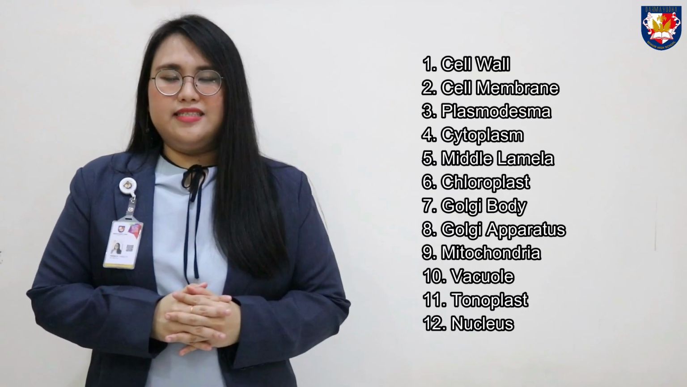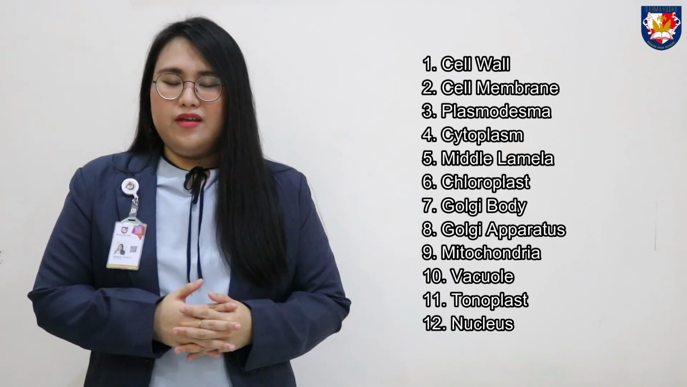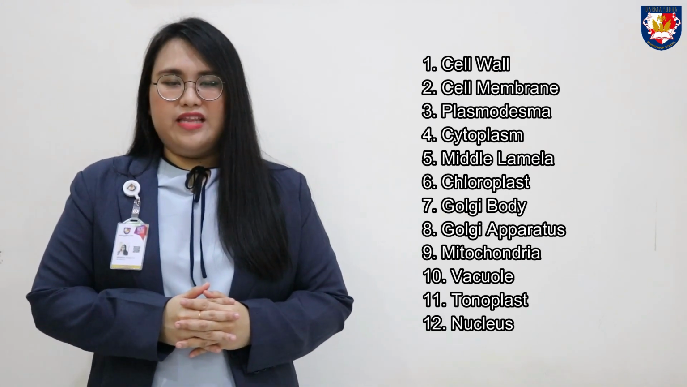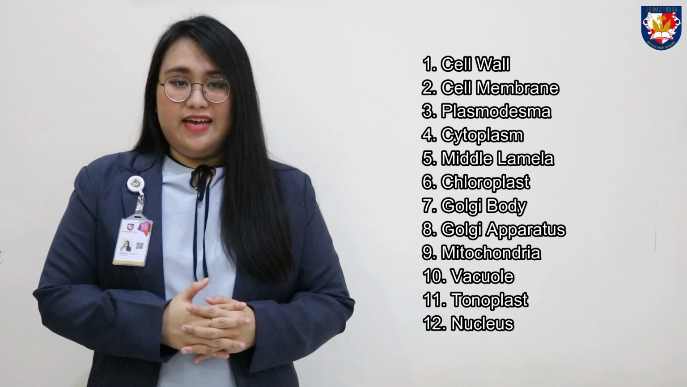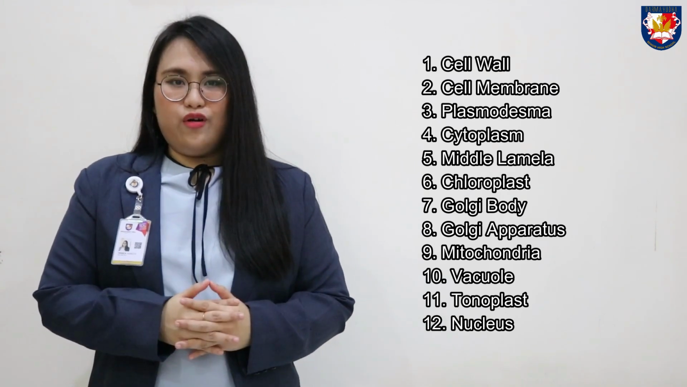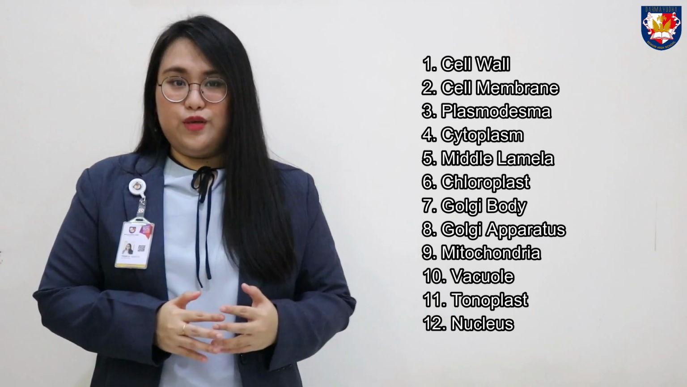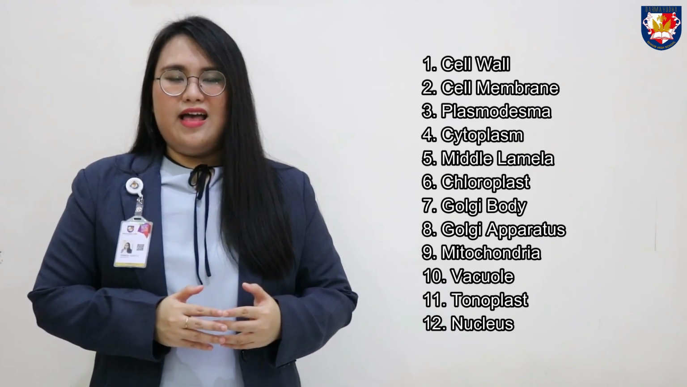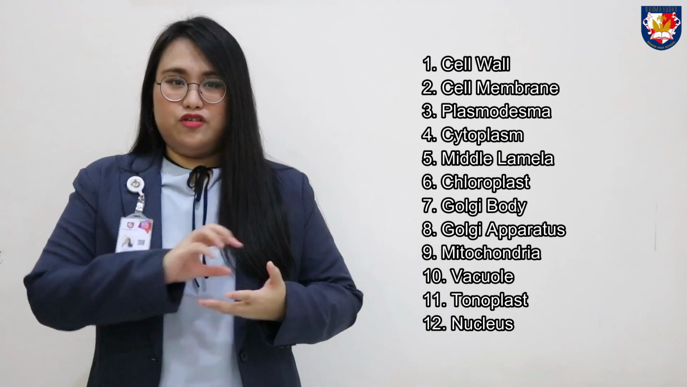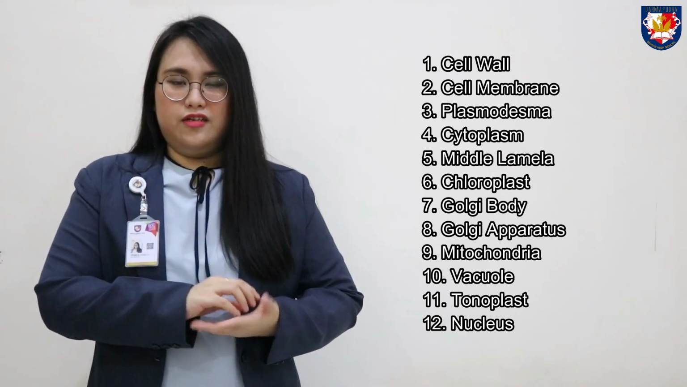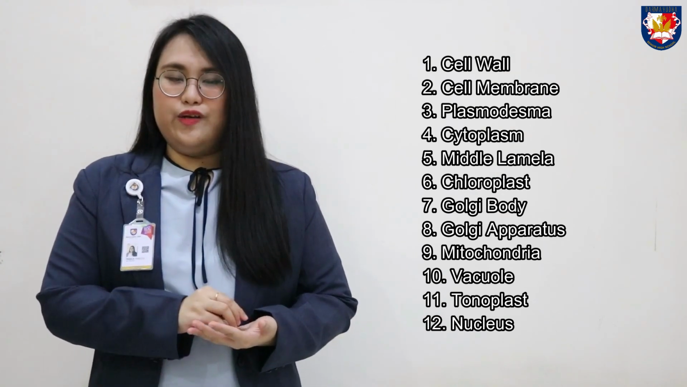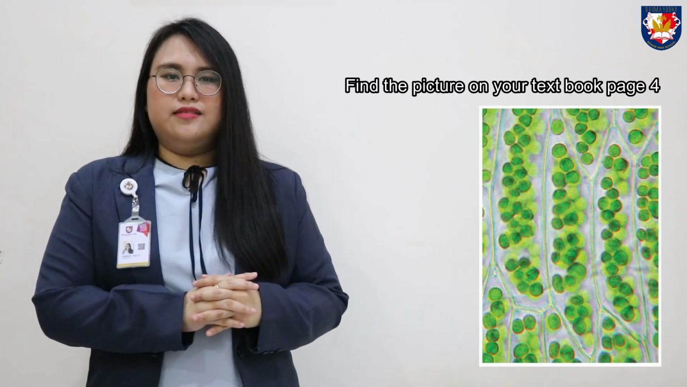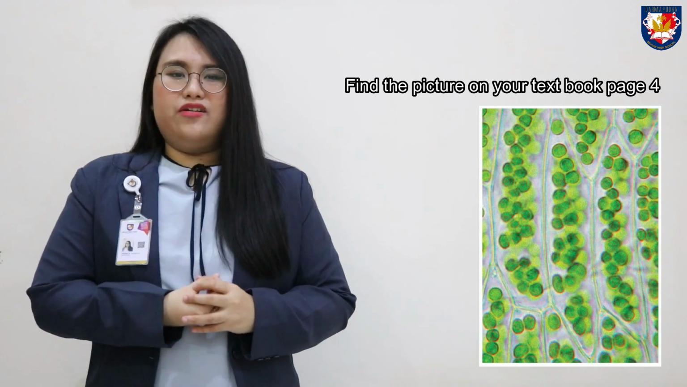At the outer side, you can see the cell wall. Next after that, there is the cell membrane. And then after that, the plasmodesmata, cytoplasm, middle lamella, chloroplast, Golgi body, Golgi apparatus, mitochondria, and then the vacuole, which takes a big part of the cell, and then the chloroplast, and the last one is the nucleus. One example of these plant cells is the cells of a moss leaf.